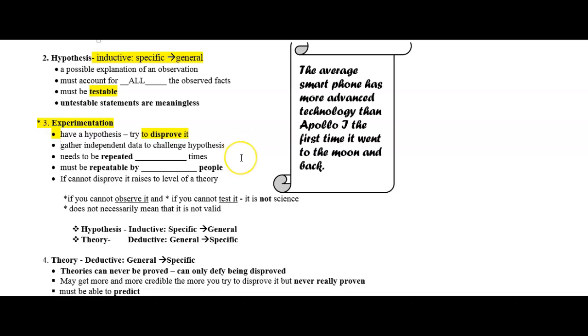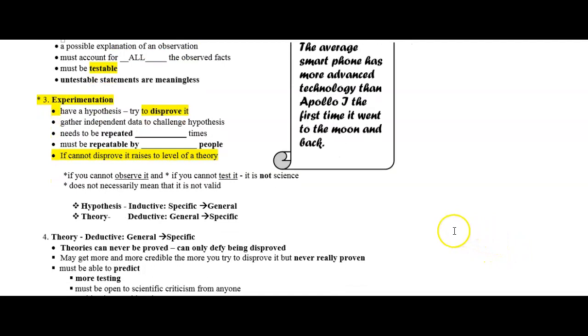Oh, this video. It has to be repeated. What do you think? Many times. Right? Many times. And it must be repeatable by how many people? Many people. So again, you cannot prove things in science. You can only disprove things. So if you cannot observe it, cannot test it, it's not empirical science. And it doesn't mean it's not true.